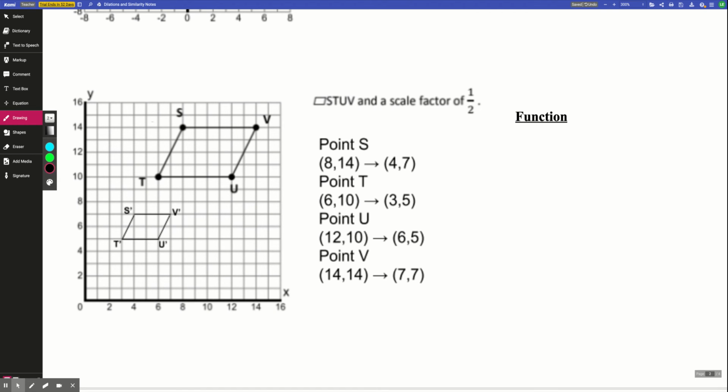So as you can see, the bigger shape here is the original. See, no prime notation, no dashes. But I'm still dilating around the origin.